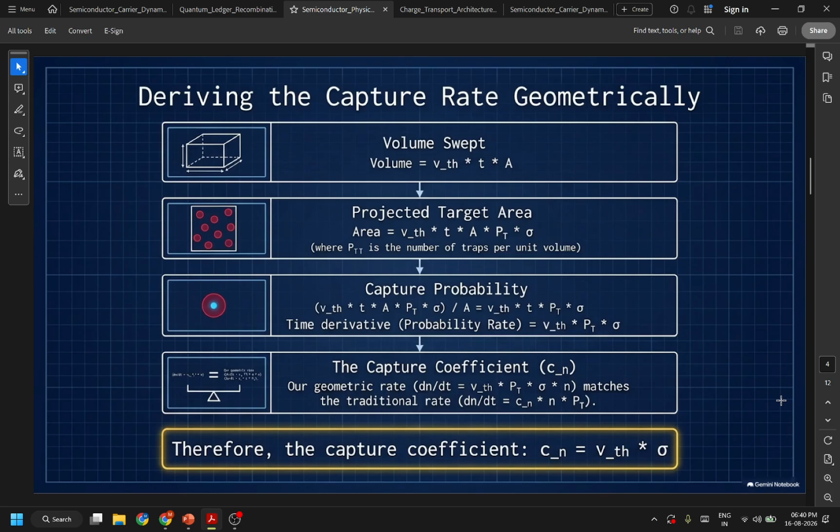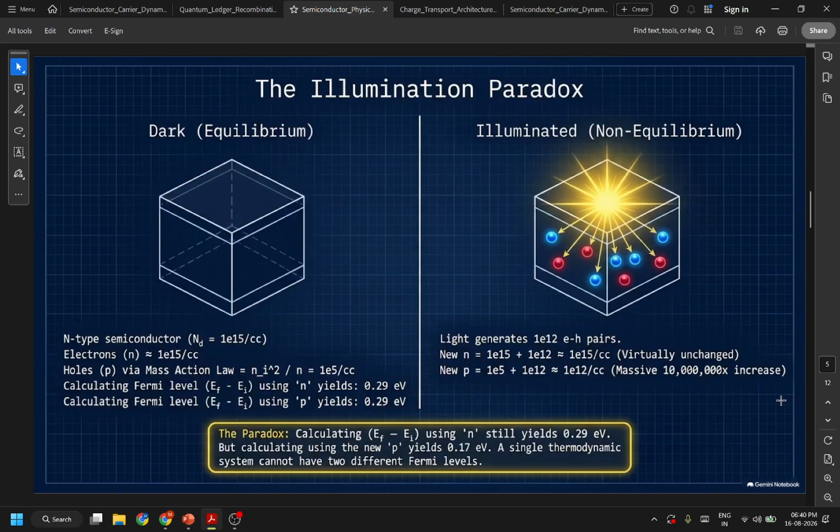So our geometric rate dn by dt is Vth into Pt into sigma into n, which matches the traditional rate of dn by dt equals Cn into n into Pt. So therefore the capture coefficient becomes Cn equals Vth into sigma.